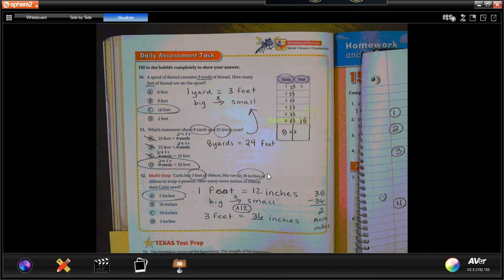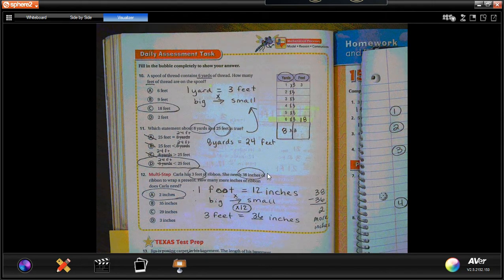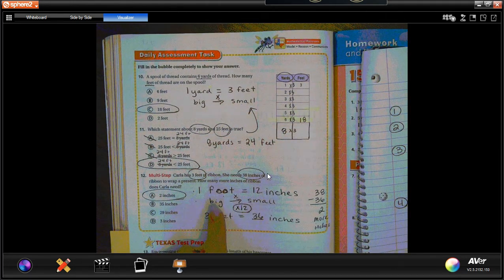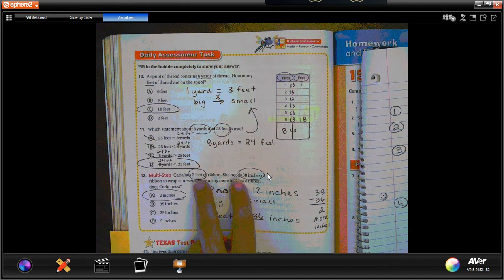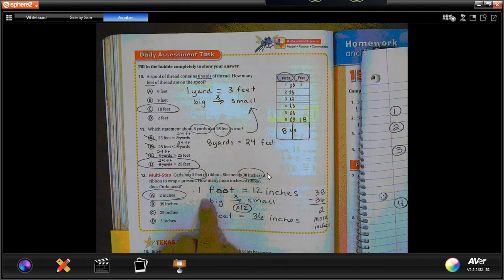All right, number 12. Here's a multi-step problem. It says Carla has 3 feet of ribbon. She needs 38 inches of ribbon to wrap a present. How many more inches of ribbon is she going to need in order to wrap this present of hers? Here we're working with feet and inches. Again, step 1, find the units you're working with. Step 2, write down that conversion. We know that 1 foot is equal to 12 inches.